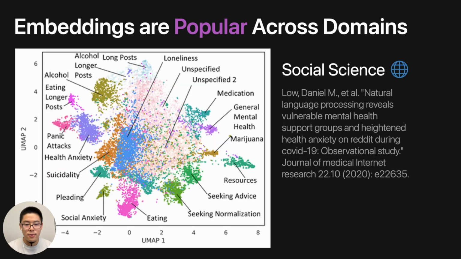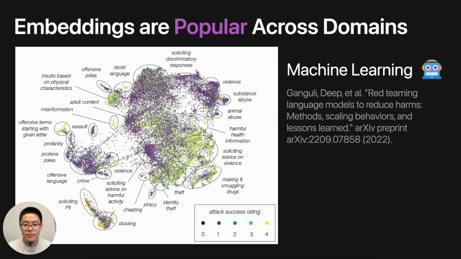Similarly, in social science, people also use embeddings plus UMAP or other dimensionality reduction techniques to make sense of different social media content. For example, here the researchers are visualizing comments from different Reddit communities. And of course, in machine learning, people also use embeddings and UMAP to make sense of large text datasets.